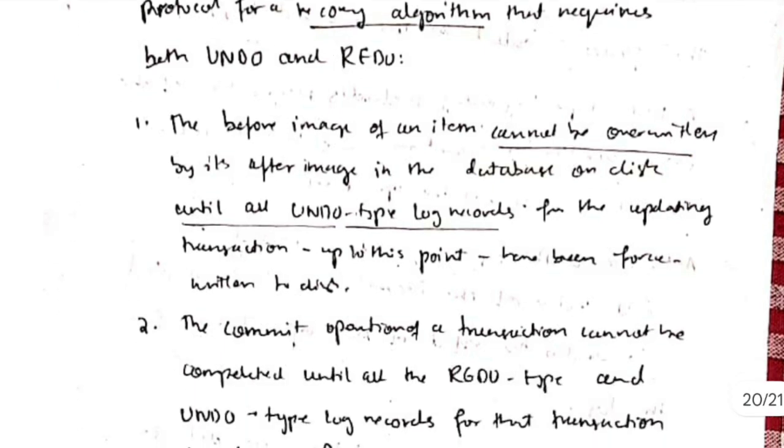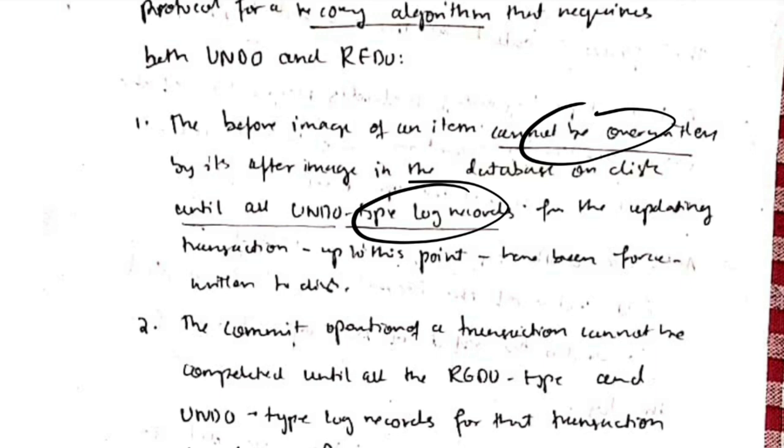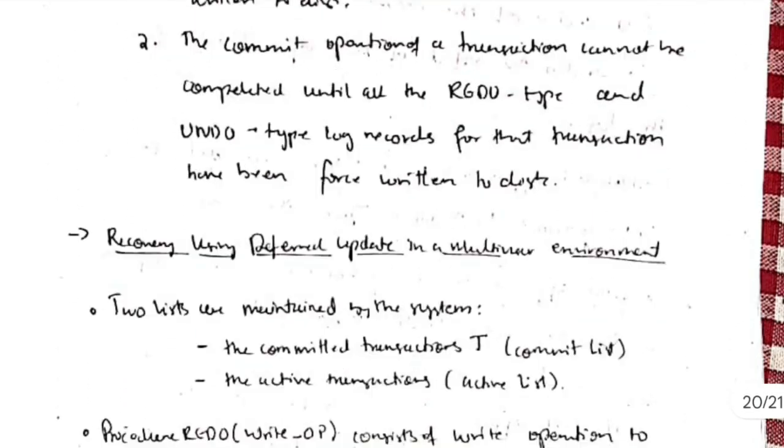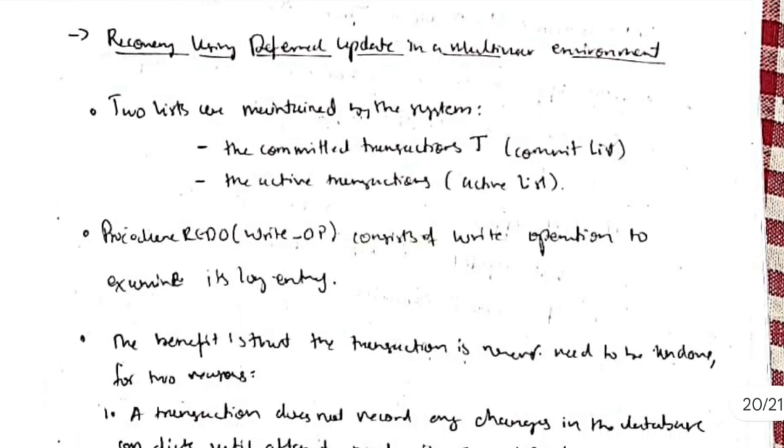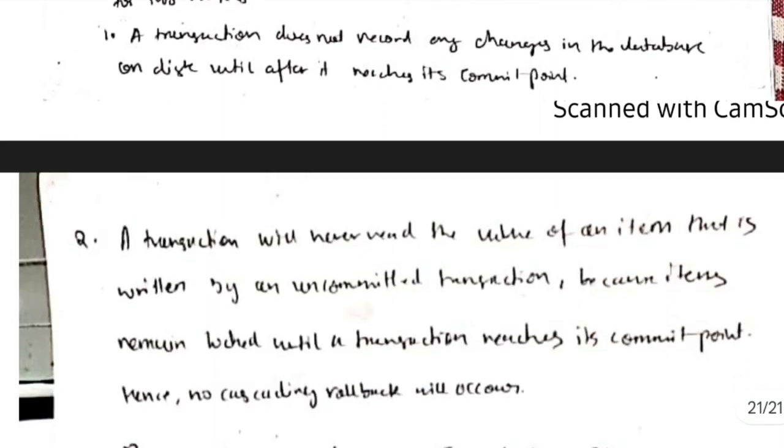So there are some protocols, like before the item gets committed it should not be overwritten, and after it gets committed all the log records should be updated. Those things are there. Okay, you can go through it once. And it maintains two lists for the purpose, a committed list and an active transaction list, and what could be written and what is to be read. Those things are present here.